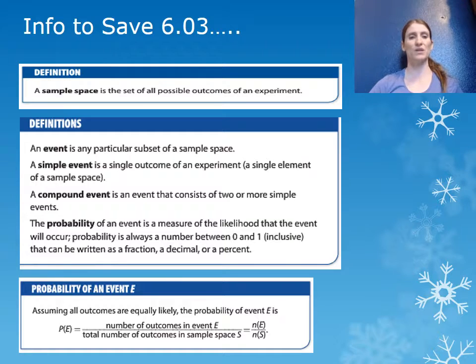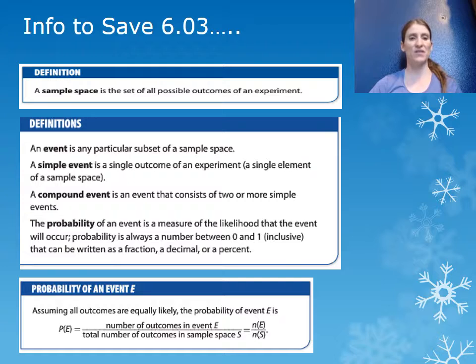All right, let's move on to 6.03. So here's our information to save page. We have a definition called a sample space. This is the set of all possible outcomes of an experiment. So the sample space is not just how many outcomes there are, it's what they are, okay?